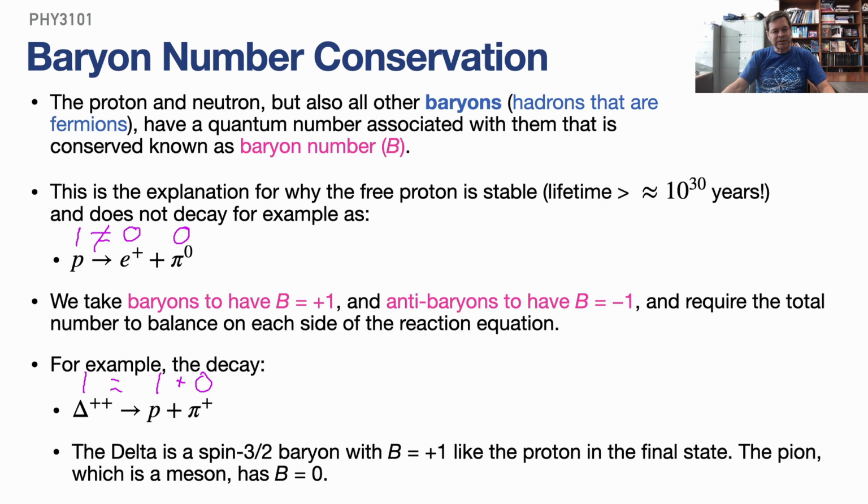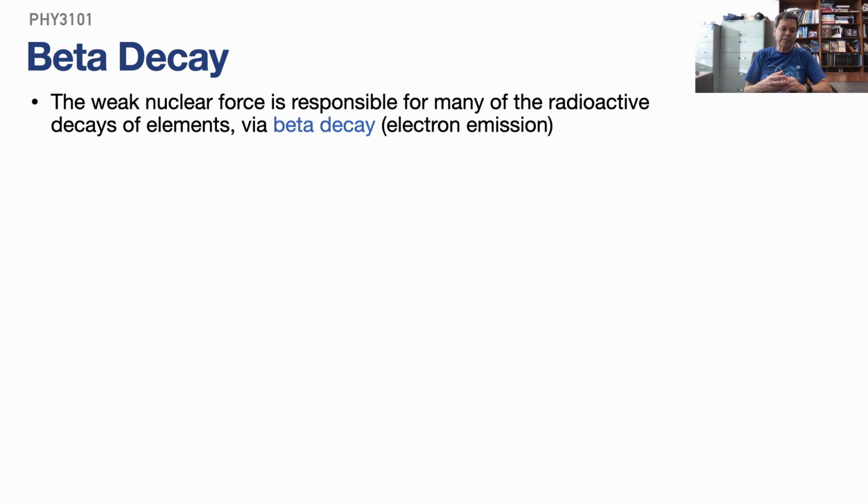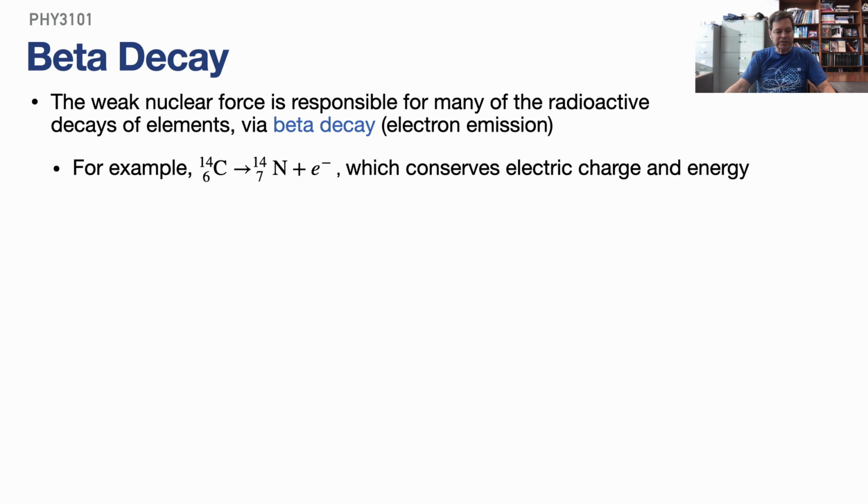Now let's talk about some other decays. In particular, let's talk about beta decay, where, for example, a nucleus can emit an electron and one of the nucleons can change. So it turns out that this proceeds by the weak nuclear force, and it is responsible for many of the radioactive decays of the elements via this beta decay, which is, as you know, electron emission. For example, when we discussed nuclear reactions, we could have carbon-14 decay to nitrogen-14 by the emission of an electron, which conserves electric charge and energy.